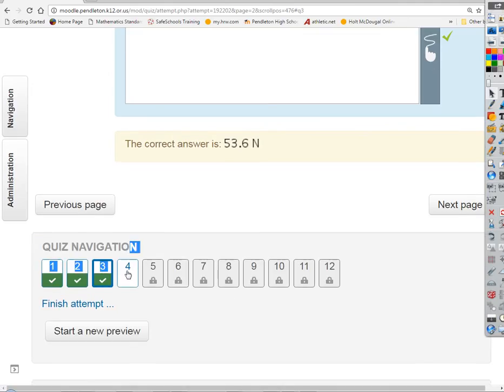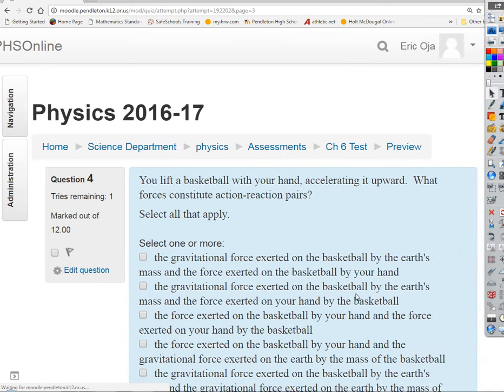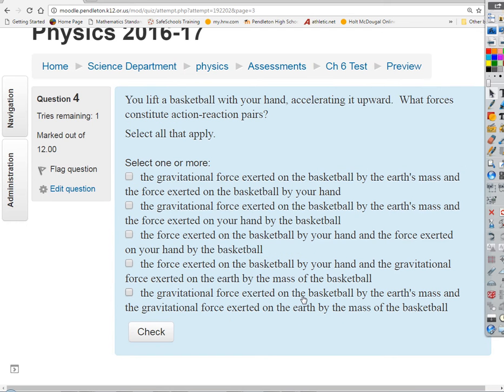All right, we're on a roll. Okay, you lift the basketball with your hand, accelerating it upward. What forces constitute action-reaction pairs? Let's review this real quick. So now, how do we define action-reaction pairs? What do the forces have to be doing to be an action-reaction pair?